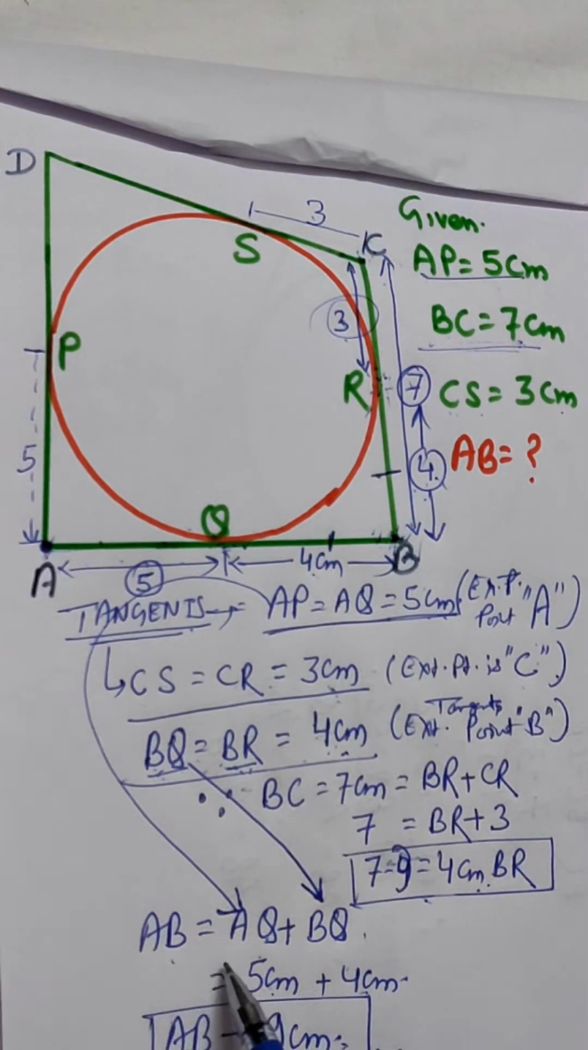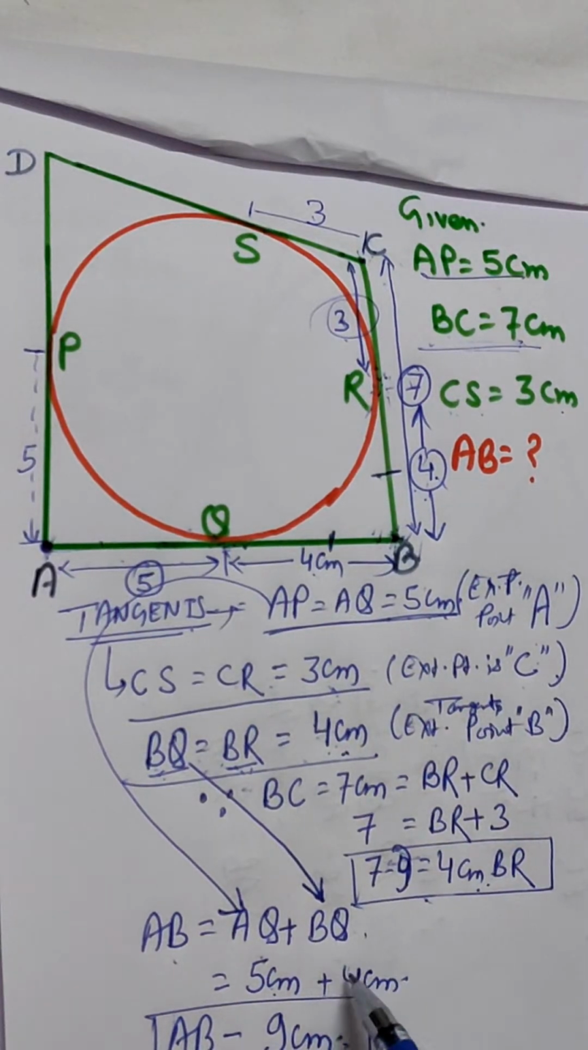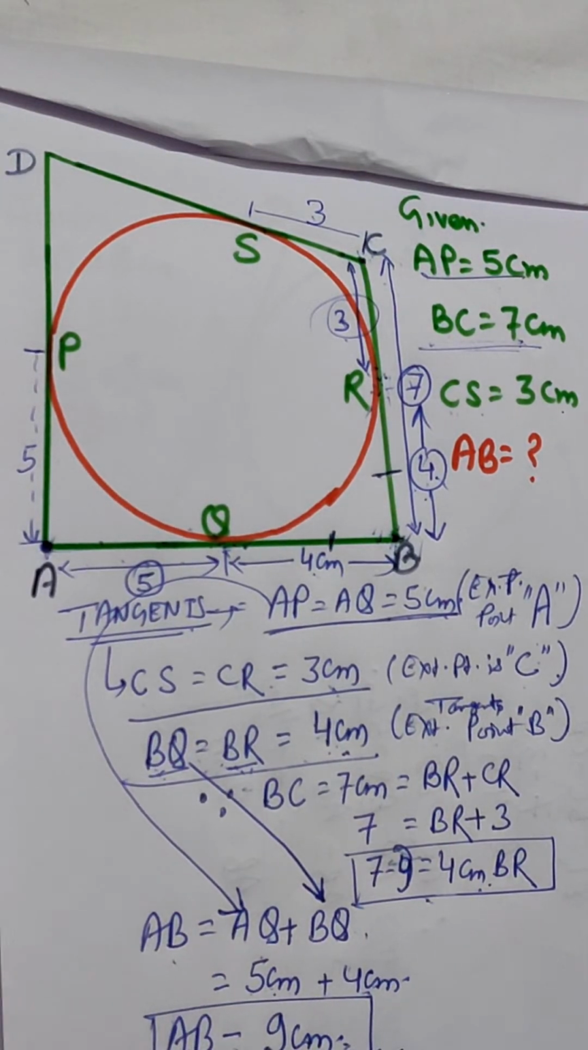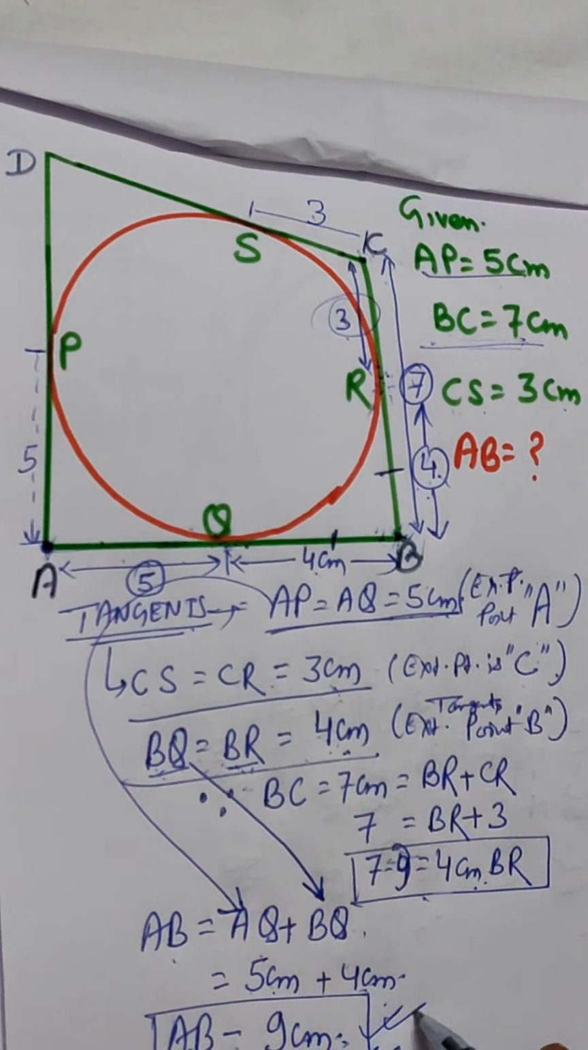So the length of AB is calculated as AQ plus BQ, and AQ is already calculated as 5 centimeter and BQ is calculated as 4 centimeter. So 5 plus 4 will be 9 centimeter. So the length of AB is calculated as 9 centimeter, which is our answer. In this way we have solved this question.